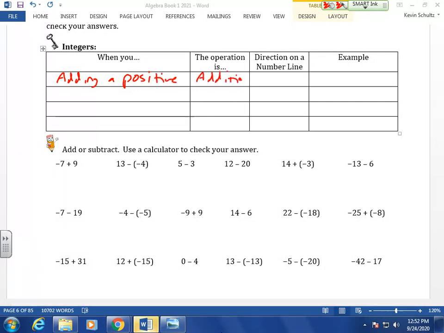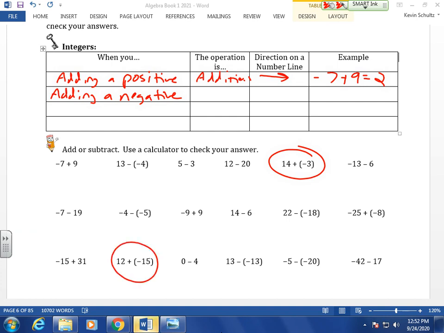I'm just rewriting the first line on the table here. Okay, so the next one would be adding a negative. Raise your hand if you can tell me which of the 18 examples here would be an example of adding a negative. Gabe? 14 plus negative 3 is adding a negative. Another one, yeah, Noah. 12 plus negative 15. Luke? Negative 25 plus negative 8.